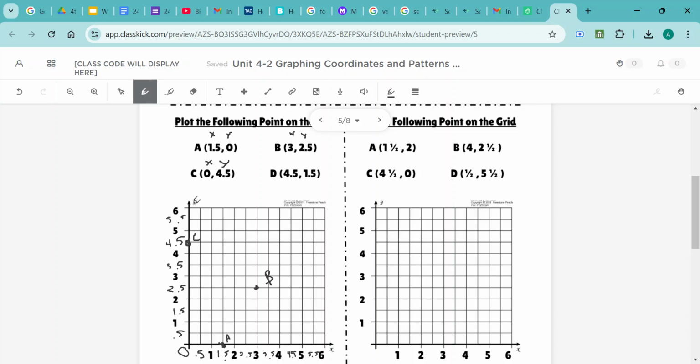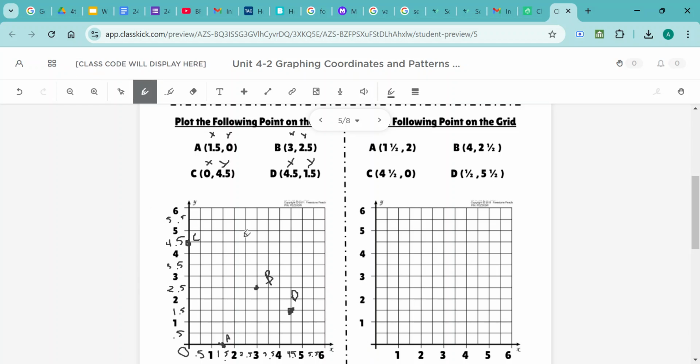Sometimes you can have points that are on your Y or X axis, just like A is on the X axis and C is on the Y axis. All right, and then point D, we have to go over 4.5 to the right on my X axis, and then 1.5 on my Y axis. So I'm going to go all the way over 1, 2, 3, 4.5, and then up 1.5. Good thing I had all these labeled, so I knew exactly where 1.5 and 4.5 and all those things are. All right, that's point D.